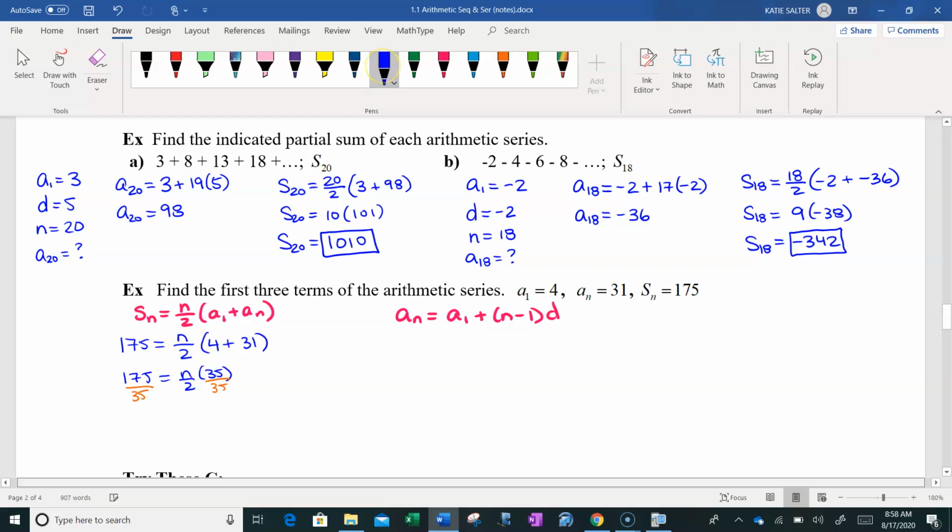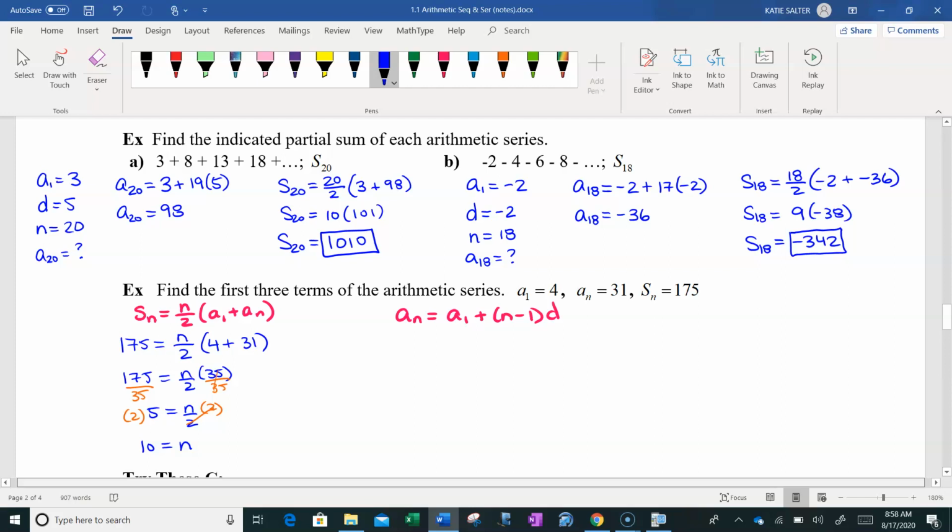So that leaves us with 5 is equal to n divided by 2. And then I'm going to multiply each side by 2. So we end up with 10 is equal to n. So now we know that there are 10 terms in this sequence or series. The next thing is we don't know what the common difference is.